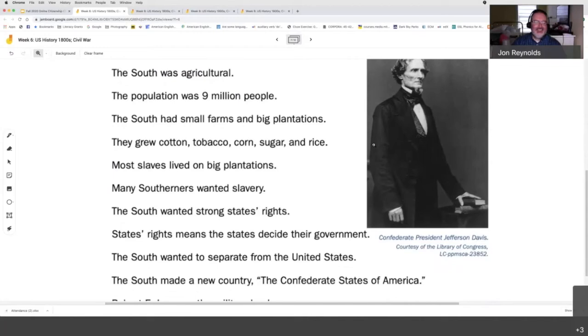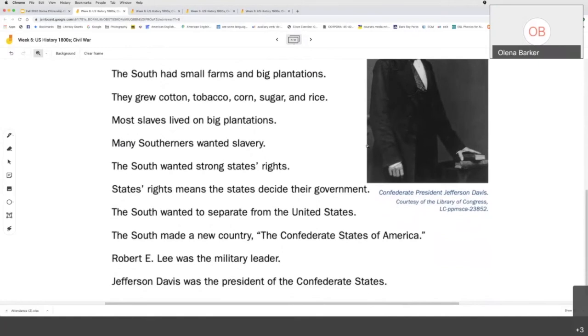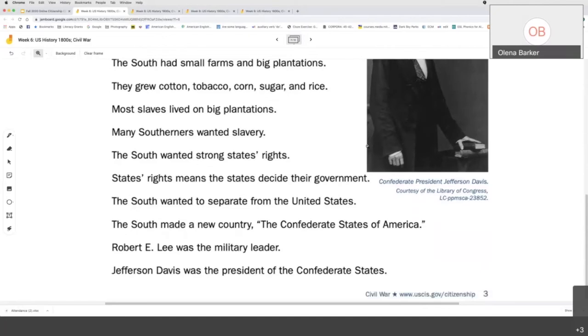Many Southerners wanted slavery. The South wanted strong states' rights. States' rights means the states decide their government. The South wanted to separate from the United States. The South made a new country, the Confederate States of America. Robert E. Lee was the military leader. Jefferson Davis was the president of the Confederate States.